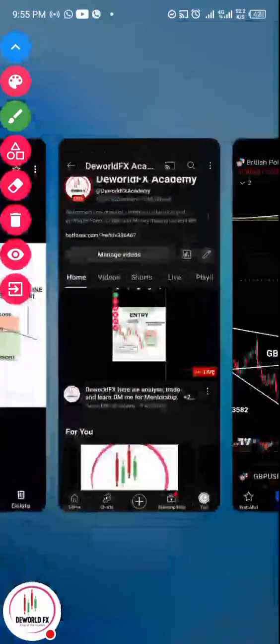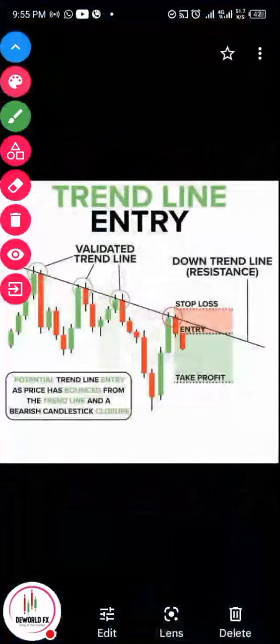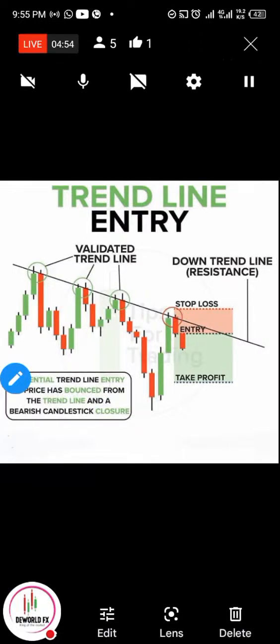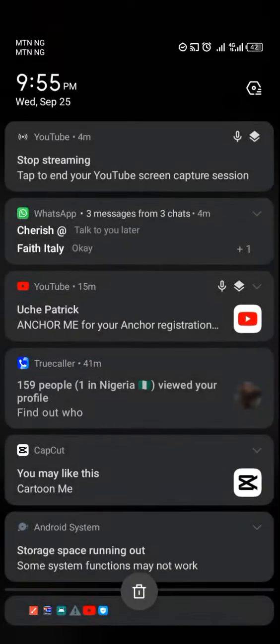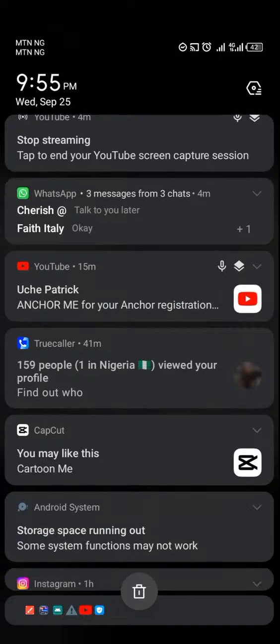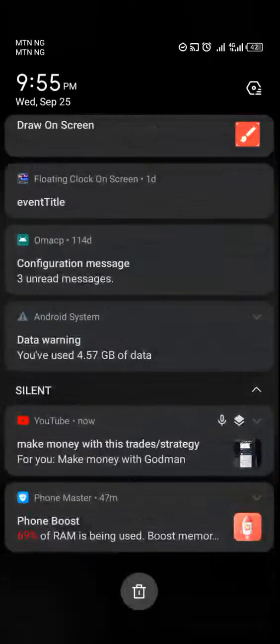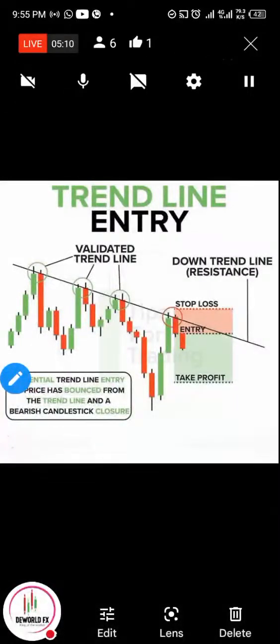So let me take you to what we are looking at today. We are talking about trading the trend, trend line entry. If you're a beginner trader, this is where it is very catchy. You really need to give your attention to this, because most traders jump in and out of trades without knowing where to enter and why they're entering.